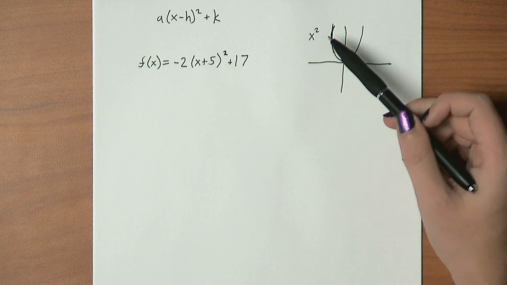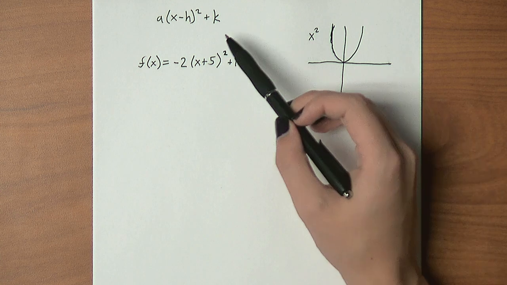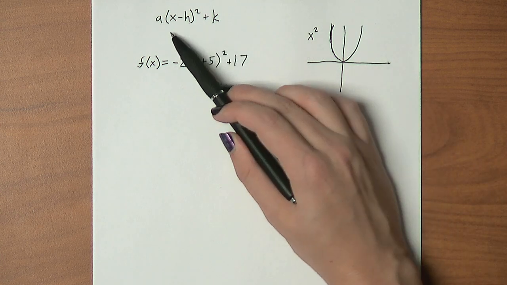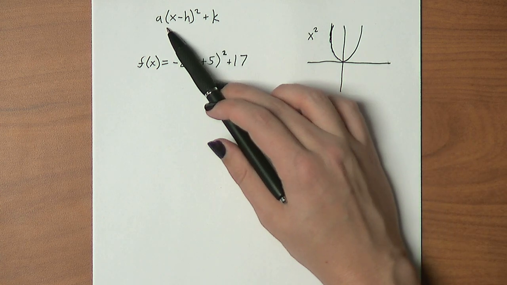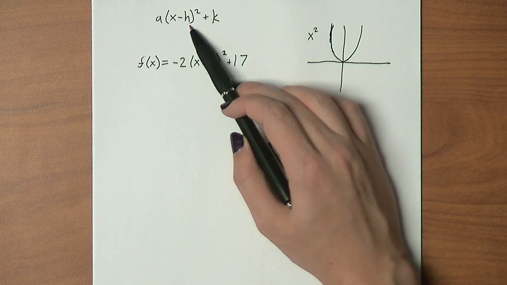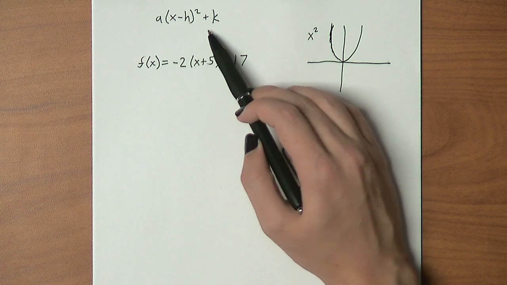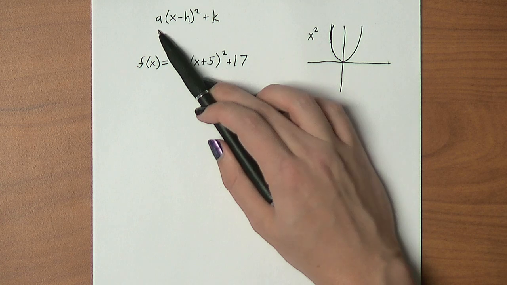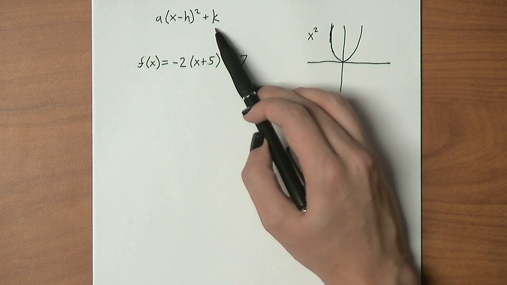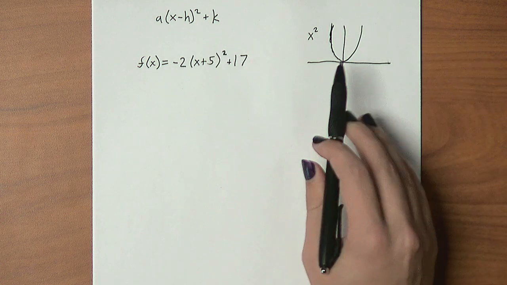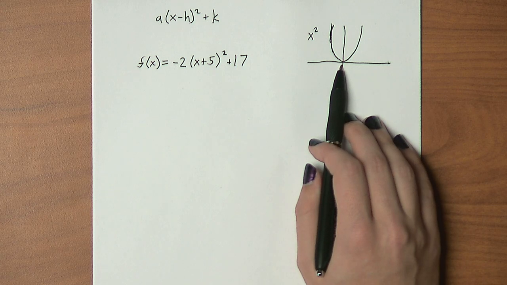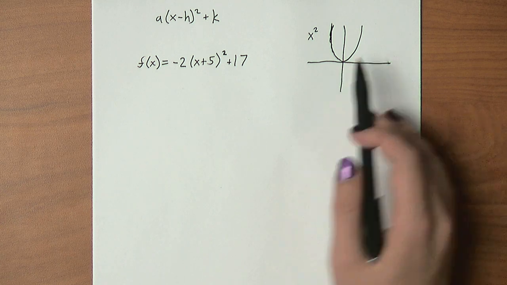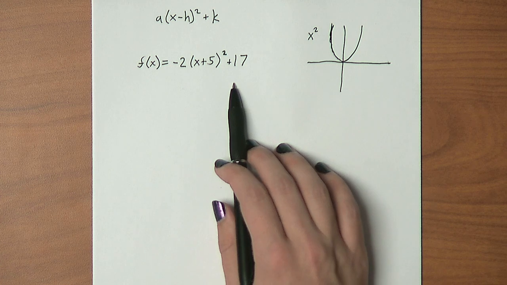When we're looking at transformations of quadratic functions, we want to look at the quadratic in vertex form. So it'll look something like a times (x minus h) squared plus k. And the a, h, and k are going to tell us how to transform our basic x squared to get the graph of our quadratic that we have.